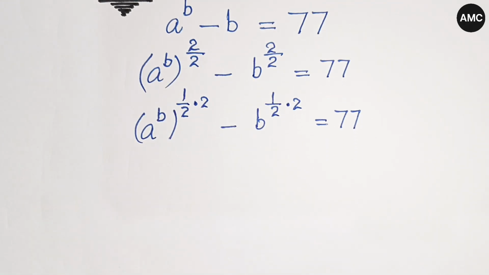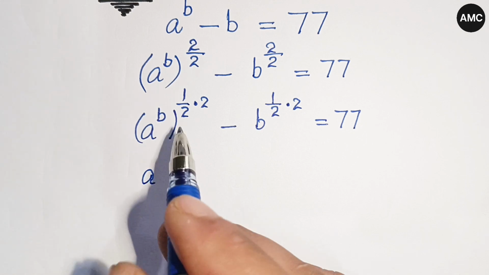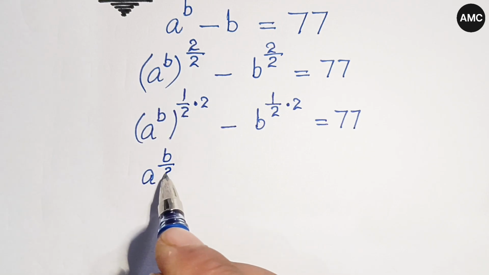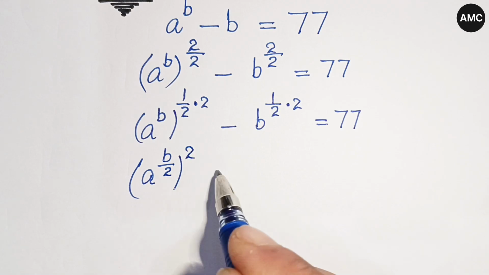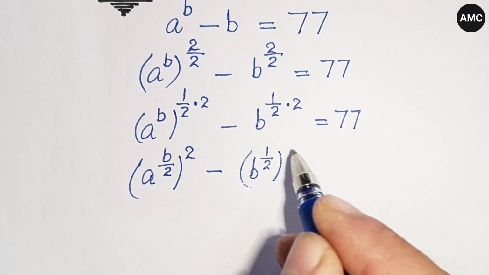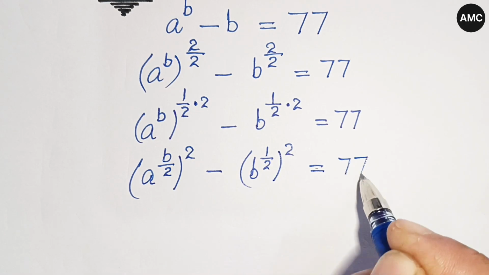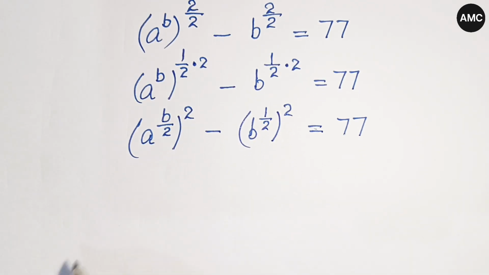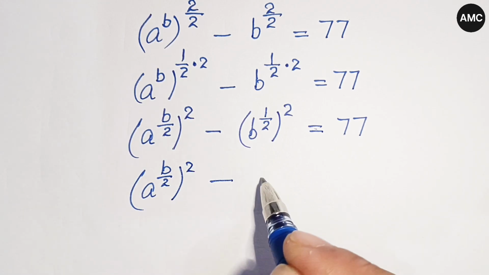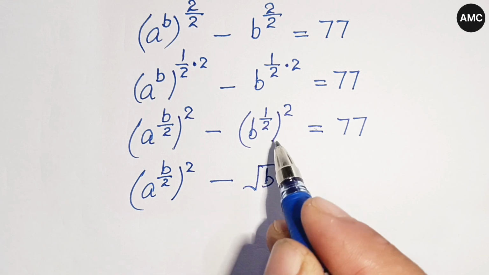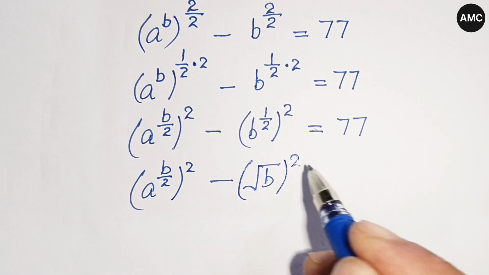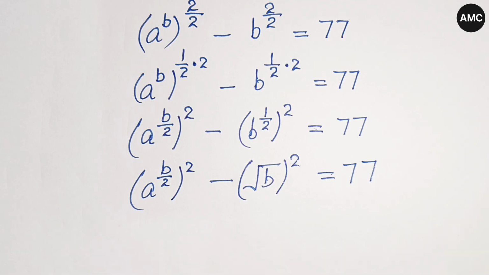that is equal to 77. Now our next step is a to the power, if we multiply b times 1, which is b over 2, and here whole squared, and minus this can be written as b to the power 1 over 2 whole to the power 2, that is equal to 77. Now here a to the power b over 2 whole squared, and it is the square root of b, because 1 over 2 is the square root value. So here we have whole squared, that is equal to 77.